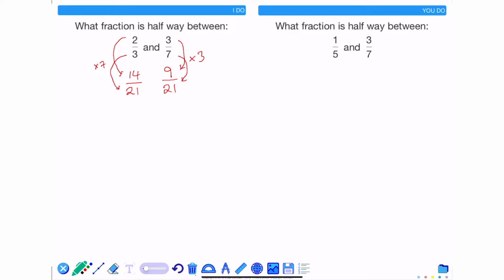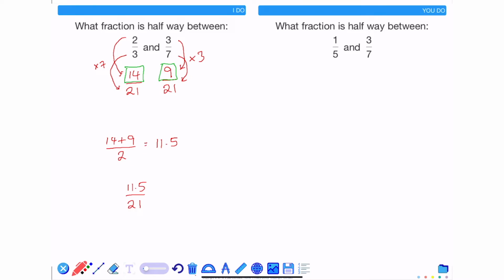Now that my fractions have got the same denominator, the idea is I want to be able to find halfway between 14 and 9. In order to find halfway between a number, the best way is to add the two numbers, and this would give me 23, and then divide that by 2. That would then give me 11.5. That means that the fraction that's halfway between 2/3 and 3/7 is 11.5 over 21.